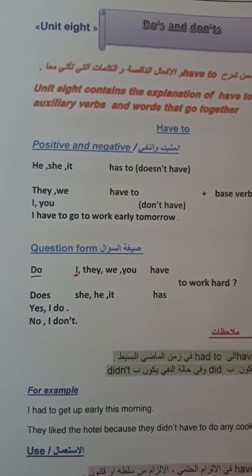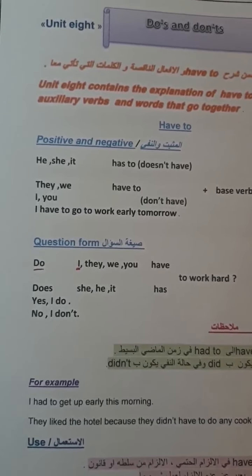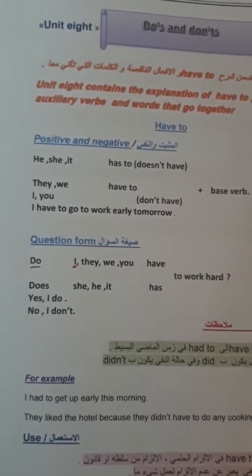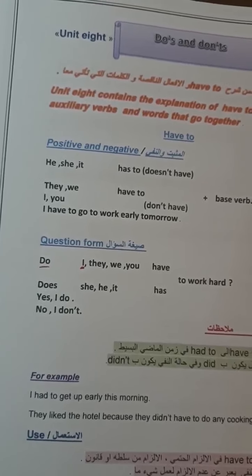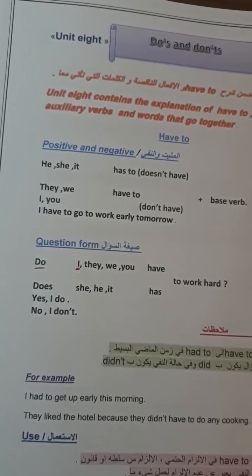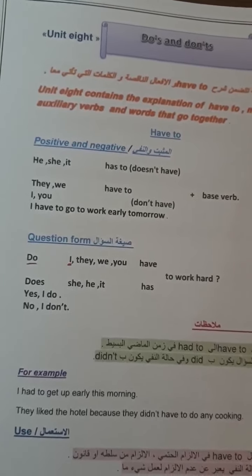For example, I have to go to work early tomorrow. You mean that you have no choice. يعني علي الذهاب مبكرا إلى العمل غدا. يعني ما تمتلك أي خيار إلا الذهاب مبكرا إلى العمل.